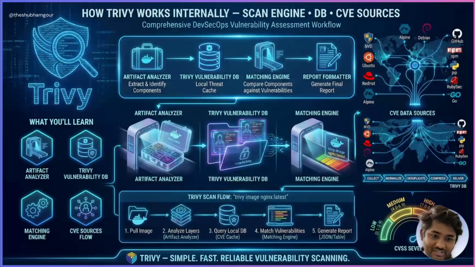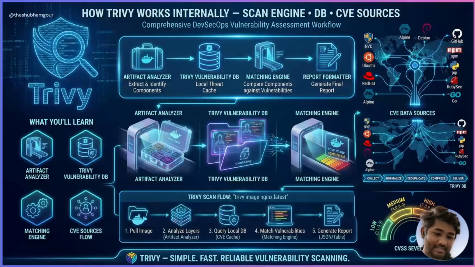So in this video, we learned about the architecture of Trivy. We learned about the artifact analyzer. We learned about the Trivy vulnerability database. We understood the function of the matching engine. We learned what a report formatter does. Okay, we understood where Trivy gets the data from and how Trivy maintains the database. There are multiple sources: package manager, operating system, GitHub security advisories. These are the multiple data sources from which Trivy maintains its database.